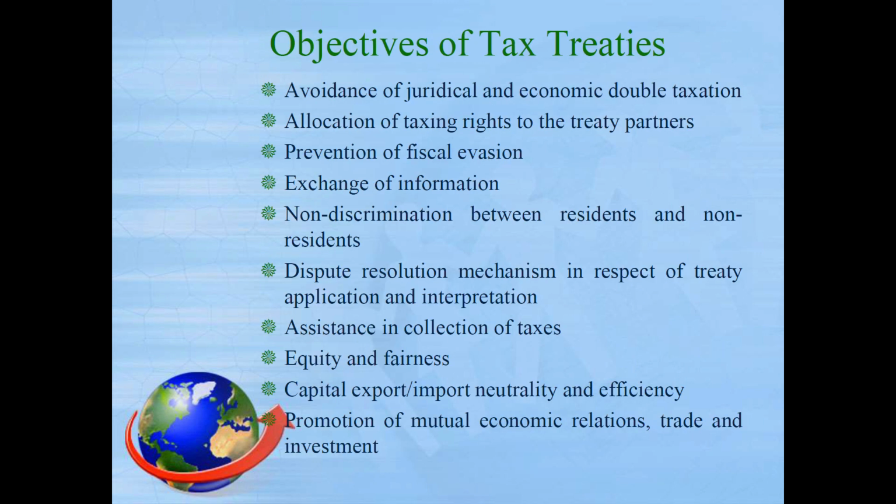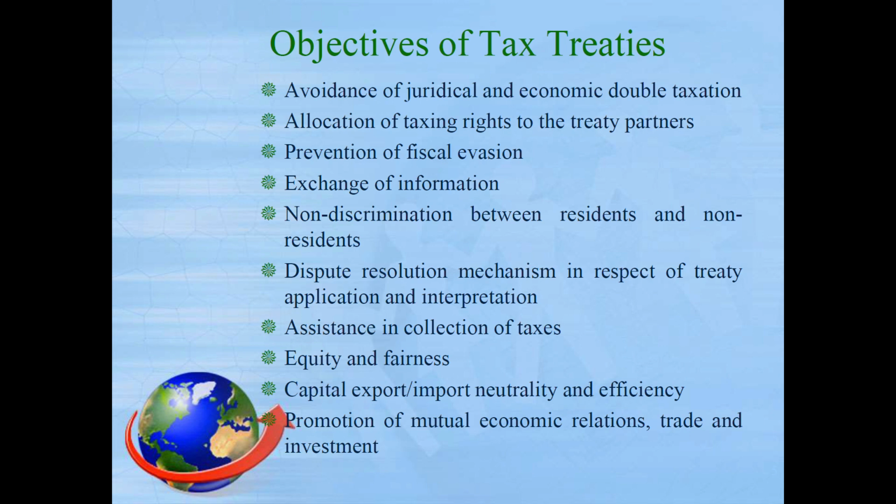What were the objectives of a tax treaty? As I said, the main objective was to avoid double taxation and to eliminate, to a certain extent, double non-taxation. It was allocating the taxing rights to the treaty parties. If two countries, India and the US, have entered into an agreement, then they will mutually agree that these types of incomes will be taxed only in India or these sorts of income will be taxed only in the US. So it allocates the taxing rights between the two countries.